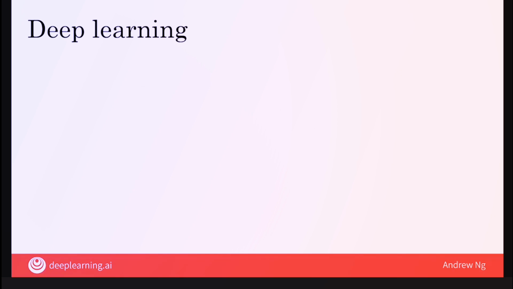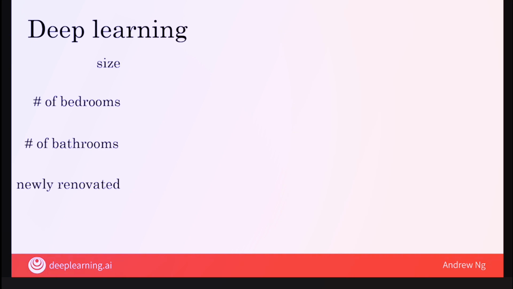So what is deep learning? Let's say you want to predict housing prices. You want to price houses. So you have an input that tells you the size of the house, number of bedrooms, number of bathrooms, and whether it's newly renovated.